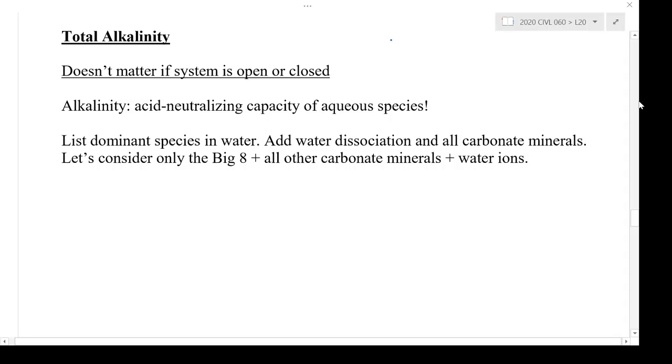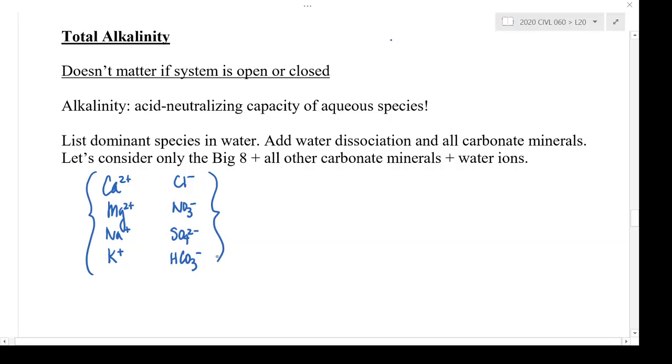So the dominant species in most natural waters include calcium, in no particular order here, also magnesium, sodium, and potassium. So those are positive ions or cations. And then on the negative side, I have chloride, nitrate, sulfate, and bicarbonate. So these are our big eight.